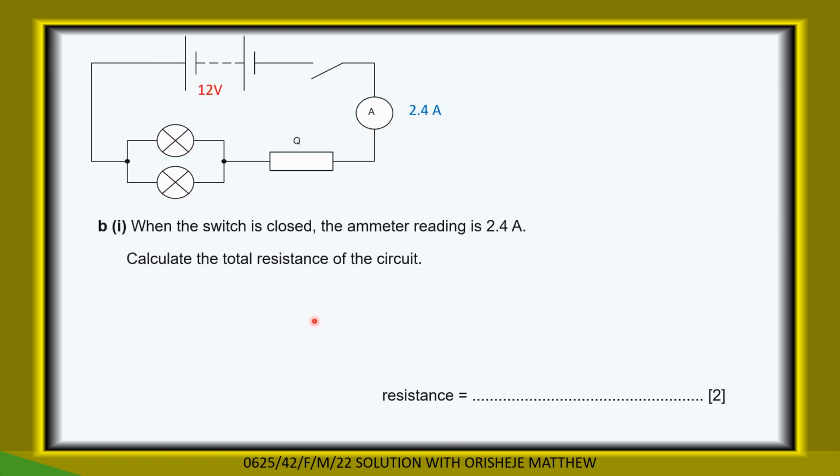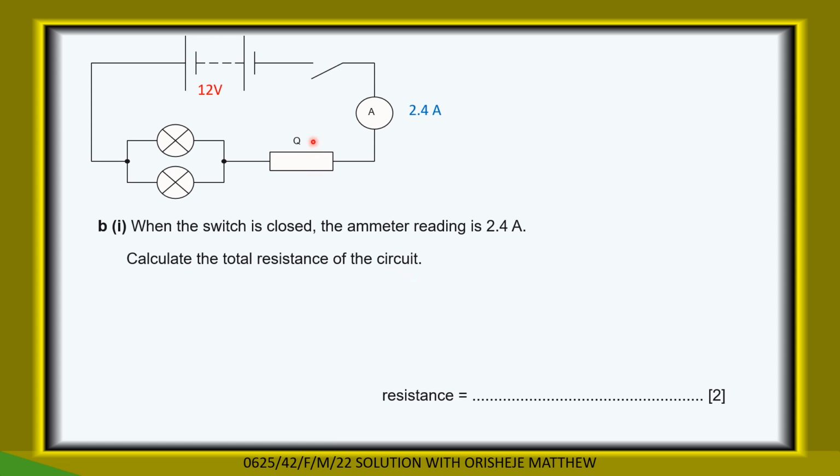Question B. When the switch is closed, the ammeter reading is 2.4 ampere. So we have these 2 parameters that we know. We have a 12-volt battery. The current flowing is 2.4. Calculate the total resistance of the circuit.